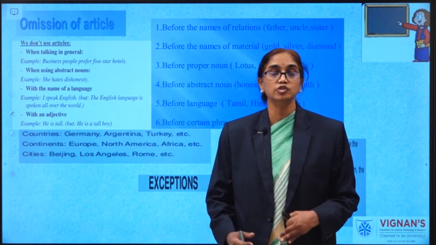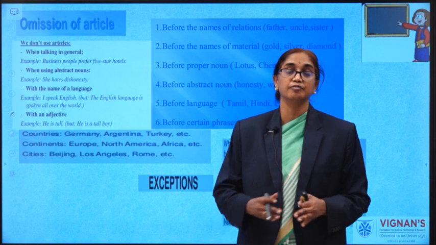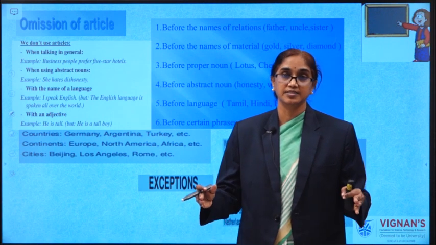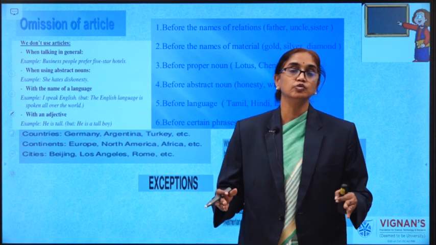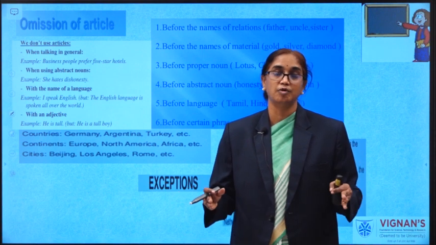Likewise, single mountains, you don't say the Mount Everest, but you use article the before a range of mountains, the Rockies or the Himalayas, the Andes. So you use article the before a chain of mountains or a range of mountains.